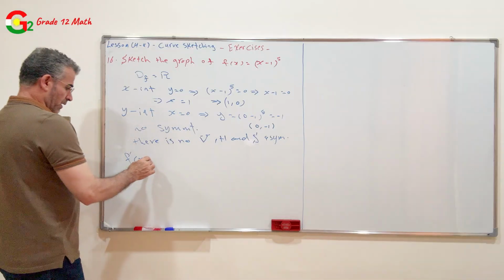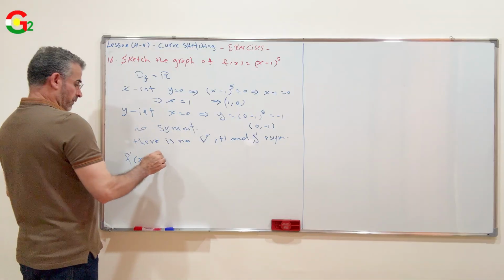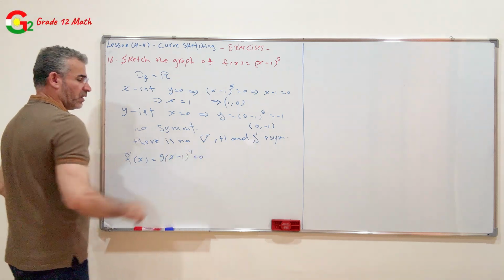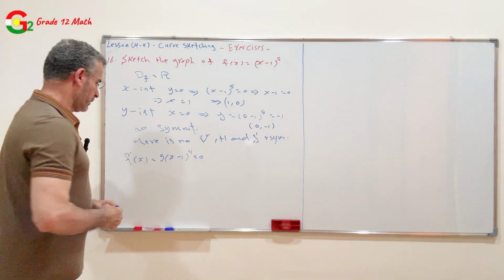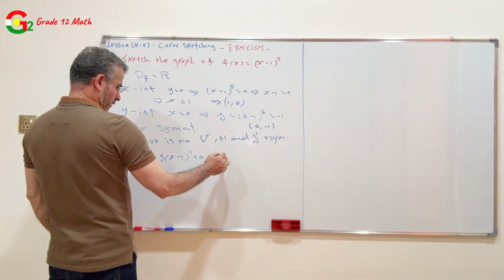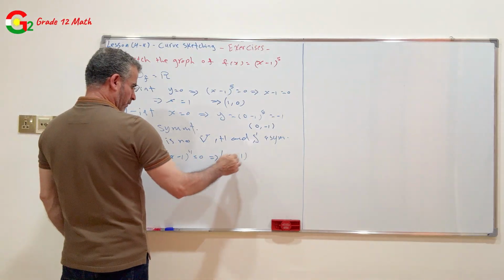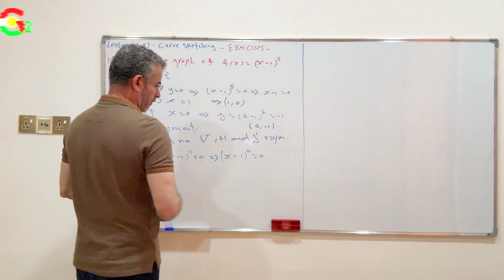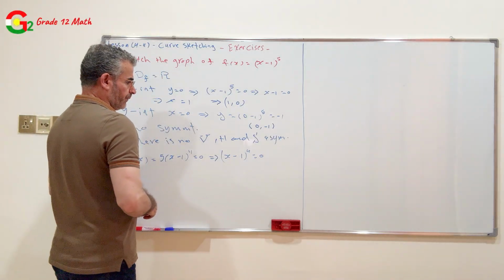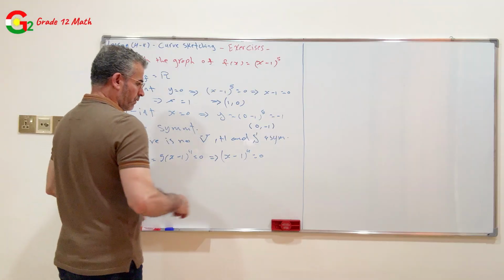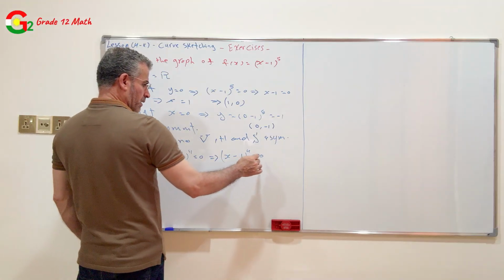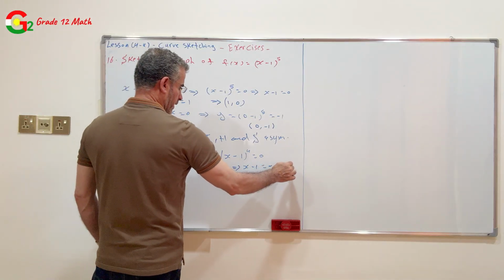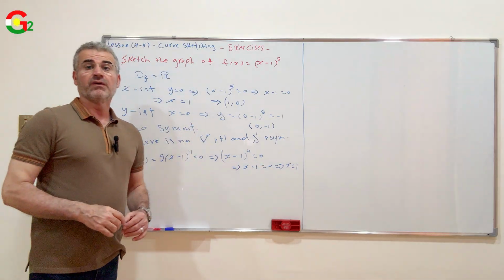To find the intervals of increasing and decreasing and local extrema for this function, we find the first derivative, 5 times (x minus 1) to the power 4, set it equal to 0 and find the critical point. Divide both sides by 5, then (x minus 1) to the power 4 equals 0. Take the fourth root of both sides, then x minus 1 equals 0. Therefore, x equals 1 is the critical value for this function.